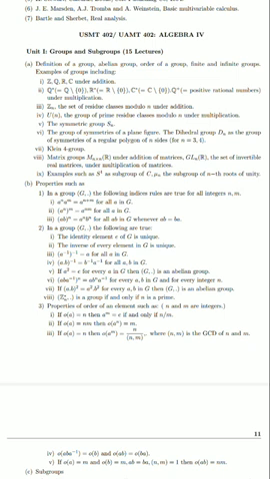Properties of order of an element, where n and m are integers. If order of a is equal to n, then a raised to m is identity if and only if n divides m. If order of a is equal to nm, then order of a raised to n is m.